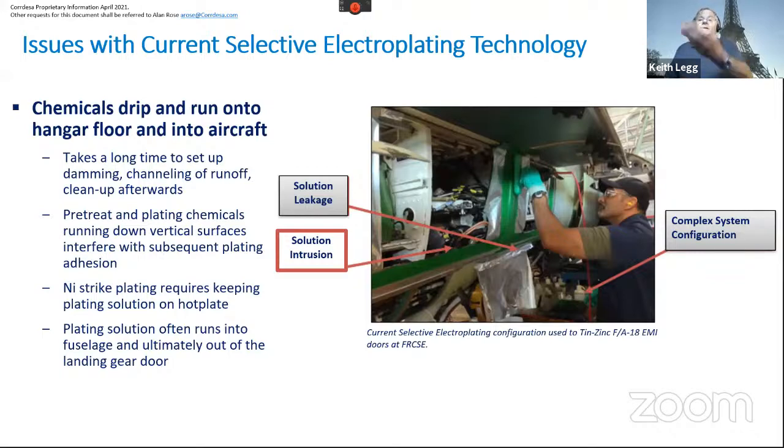All right, so these are just some of the issues. You can see this poor guy having to plate this. What he's doing actually with the tool in his hand is plating this special tool down the sides or around the access doors on an F-18. So he's trying to plate all of this area with tin zinc. It's a very complicated, very long-winded job.